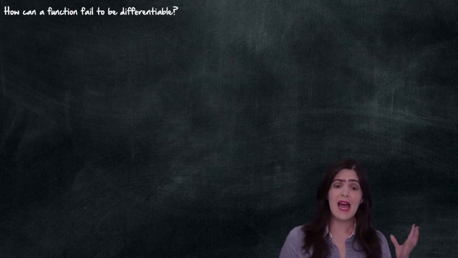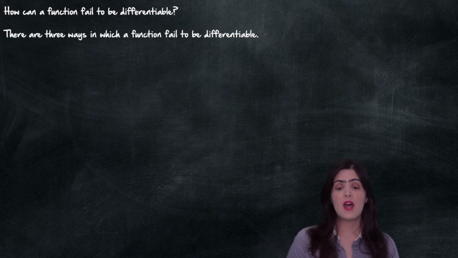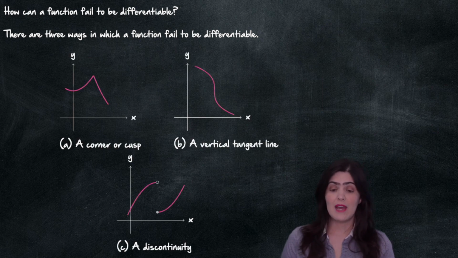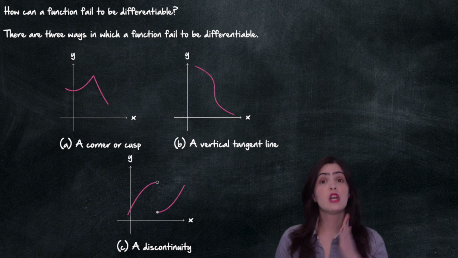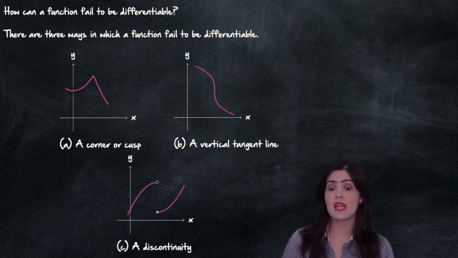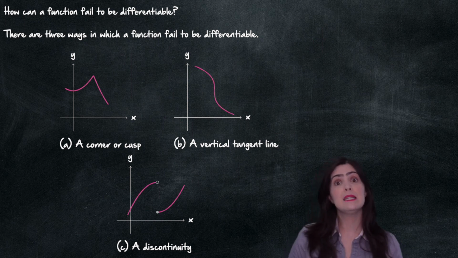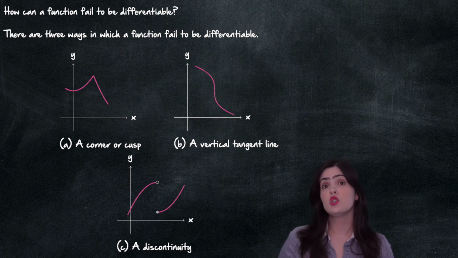So to summarize, how can a function fail to be differentiable? Well, there are three ways in which we can have that failure. We can have a corner or a cusp, something that looks like that, an abrupt change in the slopes of the tangent lines. We could have a vertical tangent line, or simply be discontinuous. These are the three ways in which a function can fail to be differentiable.